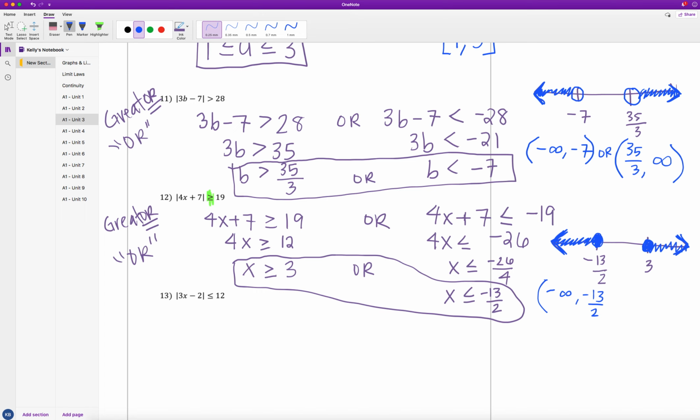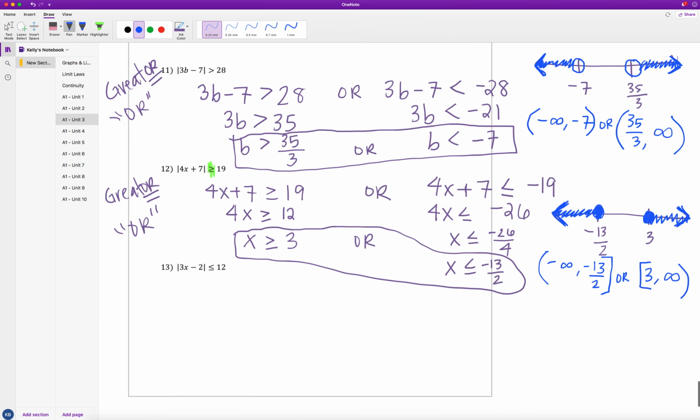I'll have a parenthesis around -infinity because we always put a parenthesis with our infinities. Then I'll have a bracket on -13/2 because of the closed circle. Then for the second piece, we're going 3 off to infinity. I'll have a bracket on 3 because of the closed circle, and a parenthesis on infinity because we always use parentheses on that. Okay, we've made it down to our last example of Unit 3.